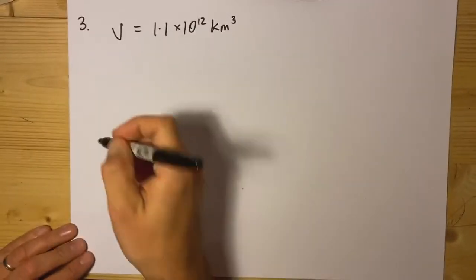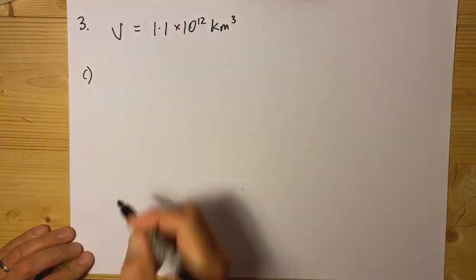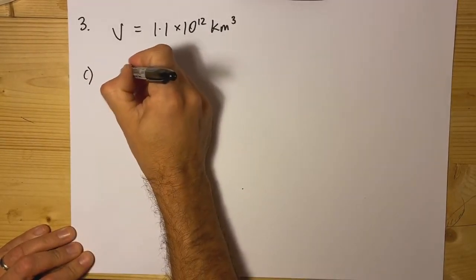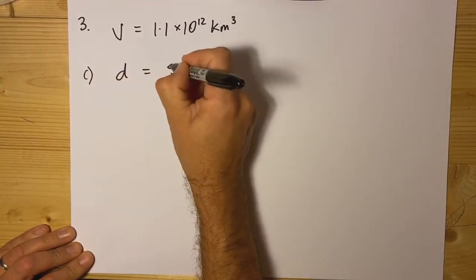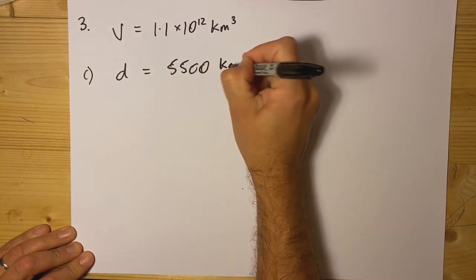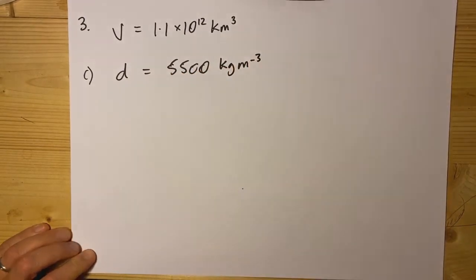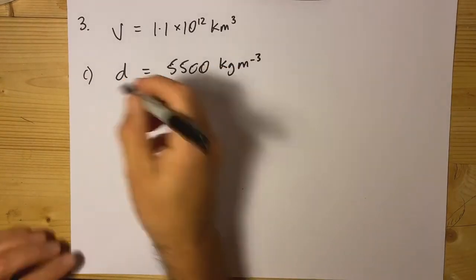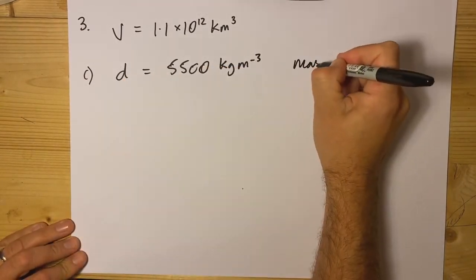Okay, so in question 3C, I tell you that the density of the Earth, and we just call that D here, is 5,500 kilograms per meter cubed. Okay, then I say, well, what is the mass?